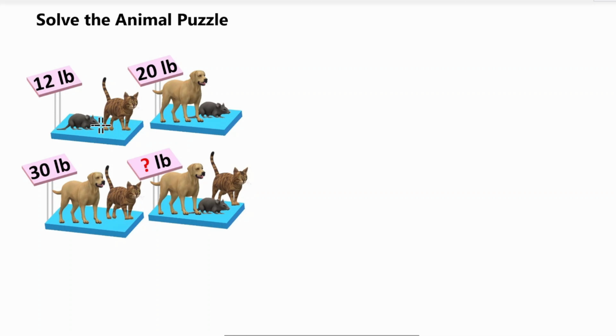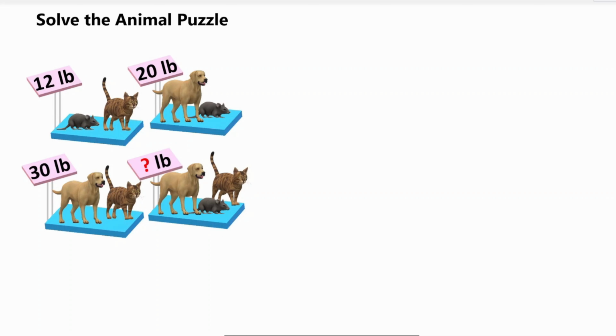We have the rat and the cat together make 12 pounds. The dog and the rat together make 20 pounds. The dog and the cat make 30 pounds together. Okay, so I'm going to show you two different ways you can solve this. The first way, we're going to take a mathematical approach and just solve it. And then the second way is a kind of secret or shortcut you can use to solve the problem, which I'll show you afterwards. Okay, so first let's solve it mathematically.